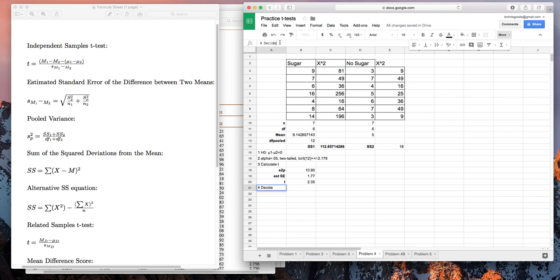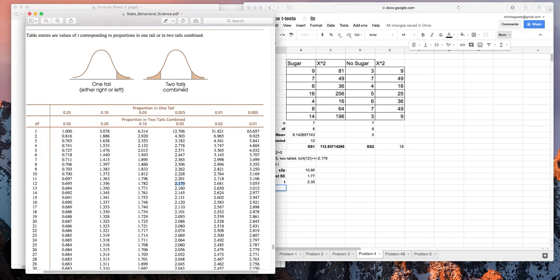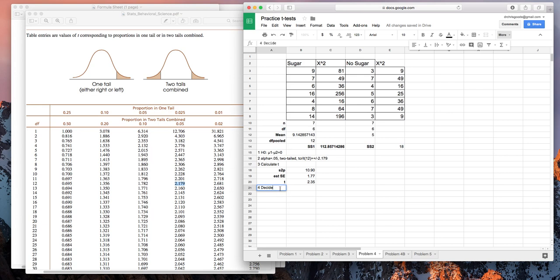What do we decide? Well, if our critical value was plus and minus 2.179, that means 0's in the middle, negative 2.179, positive 2.179 is here, and our observed t was 2.35, that's greater than positive 2.179, which means we reject the null.